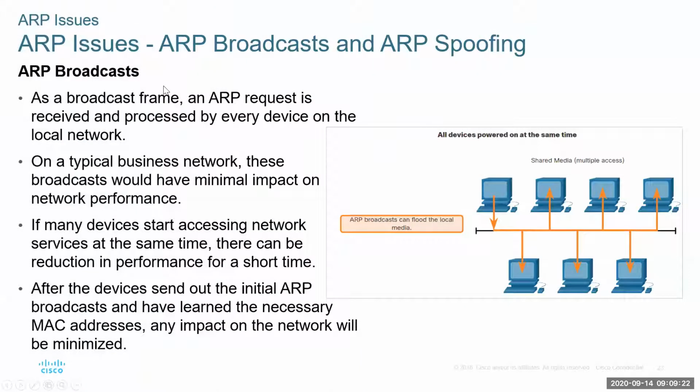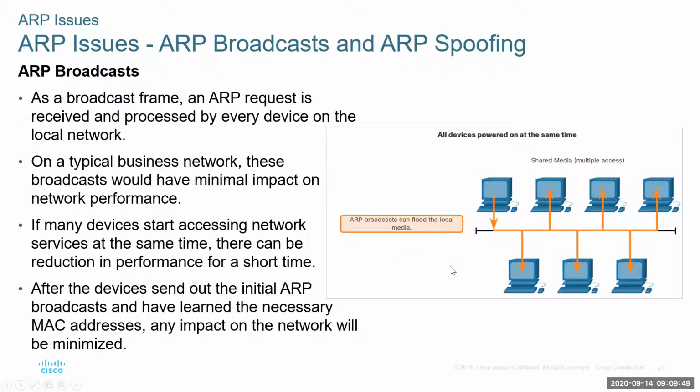So as we mentioned in that little bit of ARP spoofing, ARP broadcasts everything out as an ARP request. It's received and processed by every single one of these devices. In a typical business network, these broadcasts will have minimal impact on network performance. There's not a lot of data being generated there. However, if many of those devices start accessing the network service at the same time, there can be a reduction in performance for a little bit.